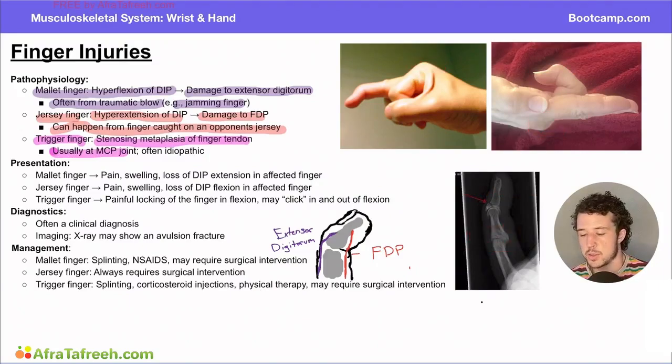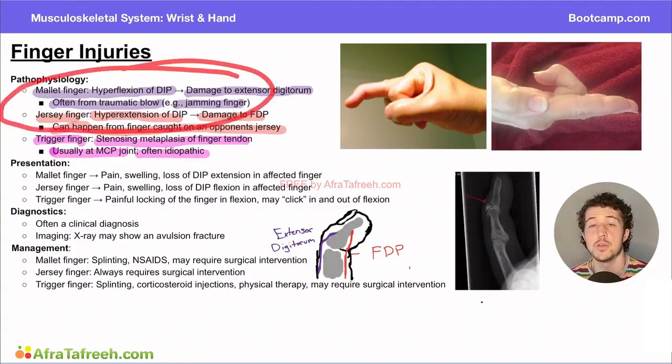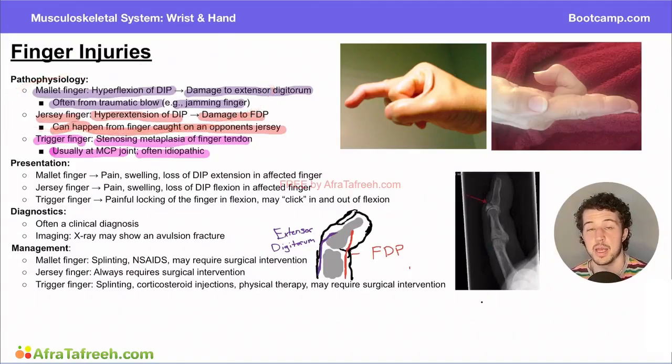And so what does this stenosing metaplasia of the finger tendon really mean? What it means is that because it's getting stiffened at that metacarpophalangeal joint, we're losing that tendon's ability to slide comfortably over the joint. And unlike our other two conditions, this is often idiopathic. These two, mallet finger and jersey finger, are going to usually be from sports injuries, traumatic incidences. Trigger finger, in contrast, does not require trauma and can often set in on its own without an understood cause.